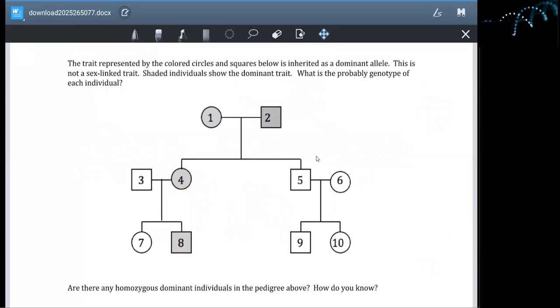What is this one? This one is unique in that the trait represented by color circles is inherited in a dominant allele. This is not sex-linked. Okay, so that sets up our key. Remember, you start with question 1. Is it sex-linked or autosomal? It says it's not. So it's autosomal. And then it asks, is it dominant or recessive? It says, hey, it's actually dominant. Now let's build our key.